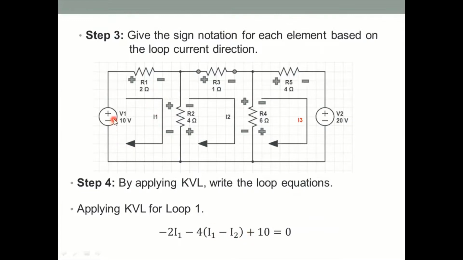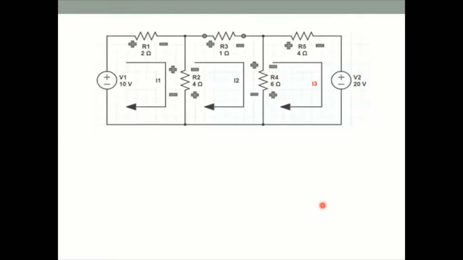After that, at the voltage source, the current is moving from minus to plus, so we give a potential rise, that is a positive sign. So plus 10 is equal to 0. This is our first loop equation. If you solve it, you get 6I1 minus 4I2 is equal to 10. Similarly, we are going to write the second loop as well as third loop equations.